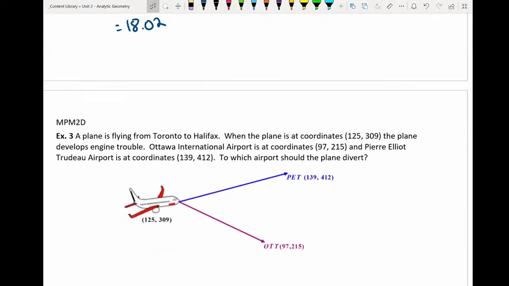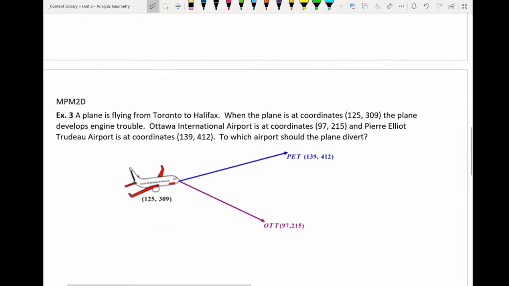So let's just look at a word problem of where this may come into play. A plane is flying from Toronto to Halifax. When the plane is at coordinates 125, 309, the plane develops engine trouble. Ottawa International Airport is at coordinates 97, 215, and Pierre Elliott Trudeau Airport is at coordinates 139, 412. To which airport should the plane divert? So basically we want to know which one has the shortest distance, and whichever one has the shortest distance, that's what we want to travel to.